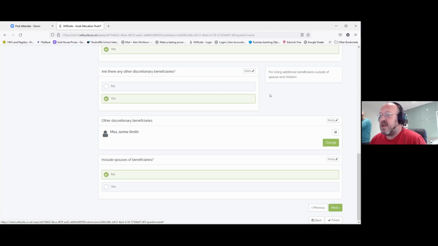But obviously, if the property is being left as a life interest for a spouse and then it's passing to the children and all looks well, but the children have died and instead it goes to nieces and nephews, then the residence nil rate band's not going to be available anyway because there aren't any descendants to pass it to.